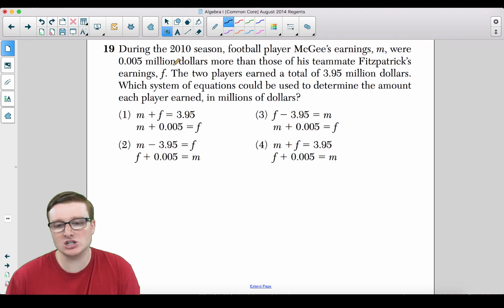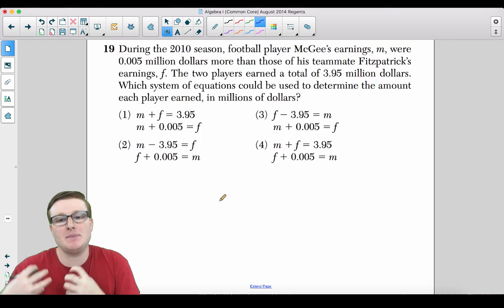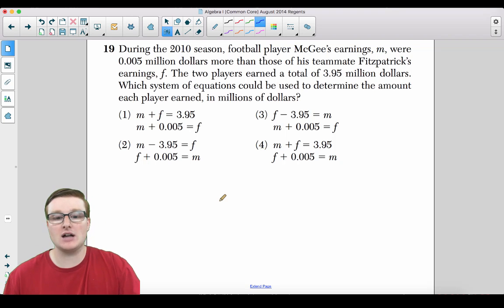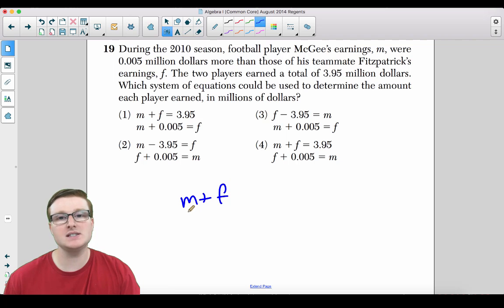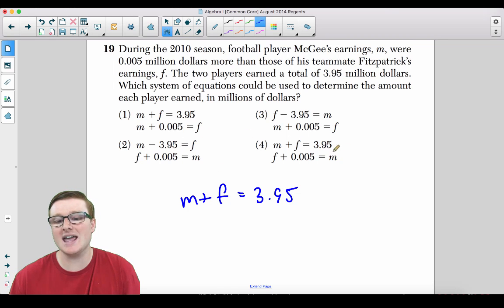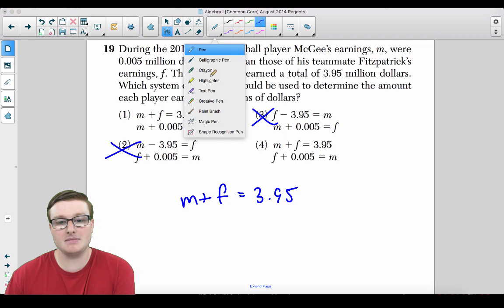Which system of equations could be used to determine the amount each player earned in millions of dollars? So, you need to know that when you add McGee's earnings and Fitzpatrick's earnings, that is going to be the combination of M plus F. So this is McGee's earnings plus Fitzpatrick's earnings. It must equal $3.95 million. So the only answers that show that are choices 1 and 4, because that is being shown right here.